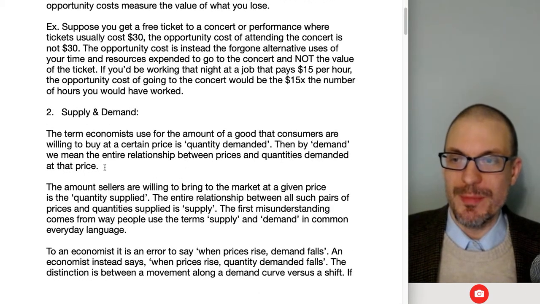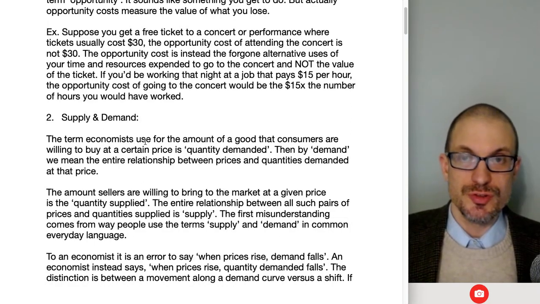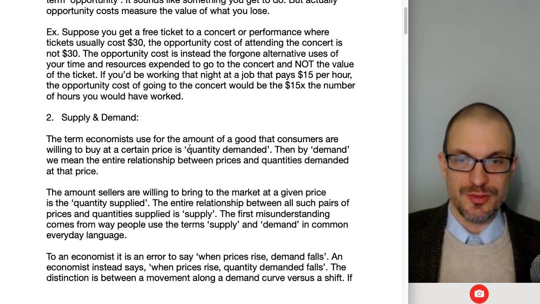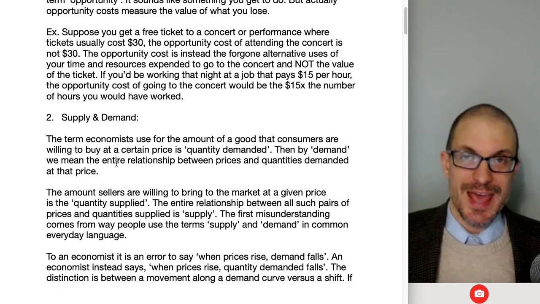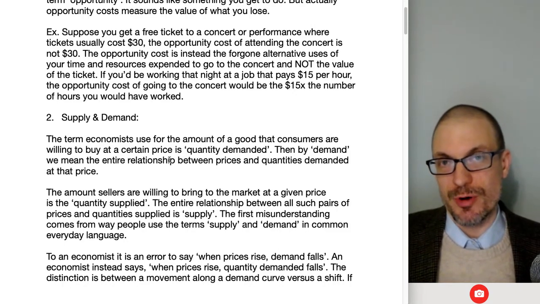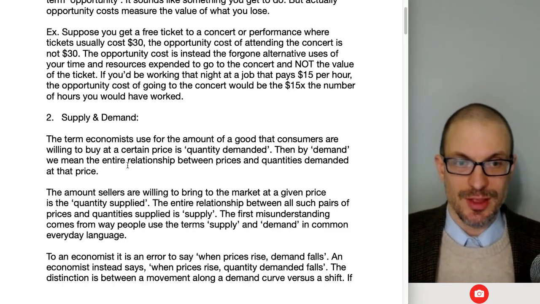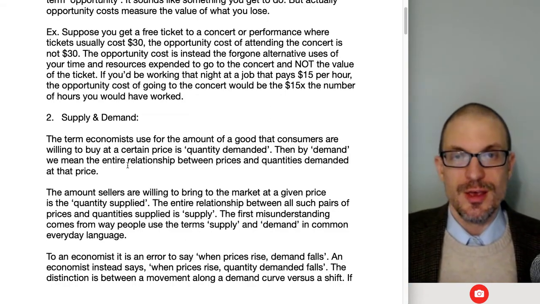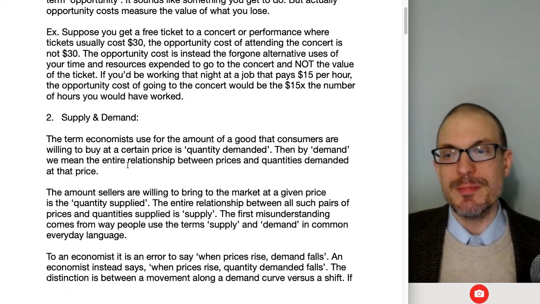All right, supply and demand. The term economists use for the amount of a good consumers are willing to buy at a certain price is quantity demanded, right? That's the amount. By demand, we mean the entire relationship between prices and quantity demanded at a particular price. So it's an entire collection of all the pairs of price and quantity demanded. That's what we mean by demand.